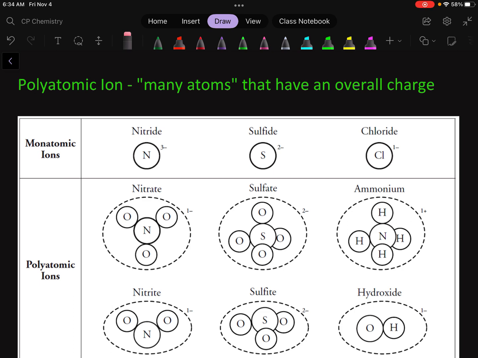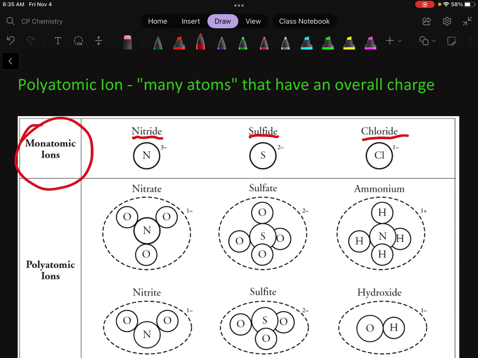So the picture here is showing on the top row monatomic ions, mono meaning one, so this is one atom ions. We have 3 examples. Nitride is just a nitrogen atom with a -3 charge because it gained 3 electrons. Sulfide is a sulfur atom with a -2 charge because it gained 2 electrons. And chloride is one chlorine atom with a -1 charge because it gained 1 electron.